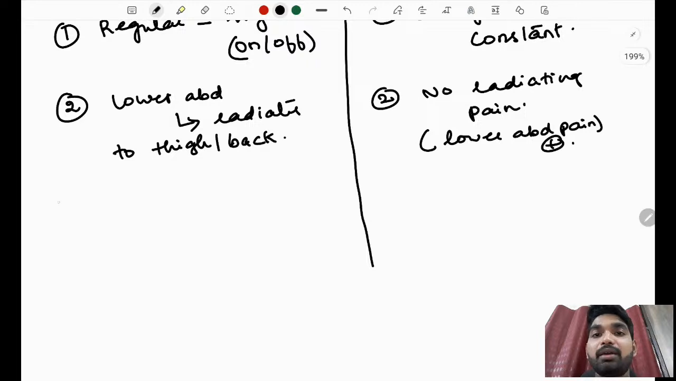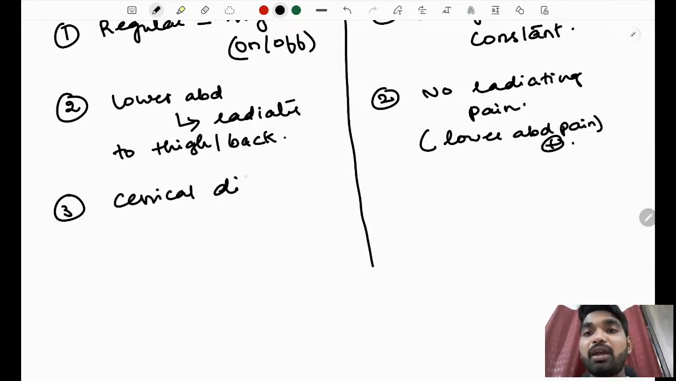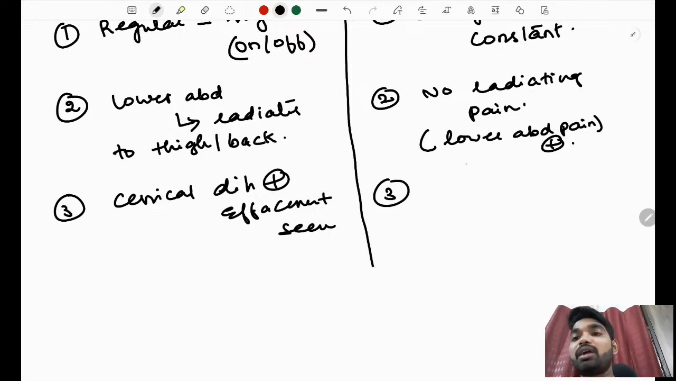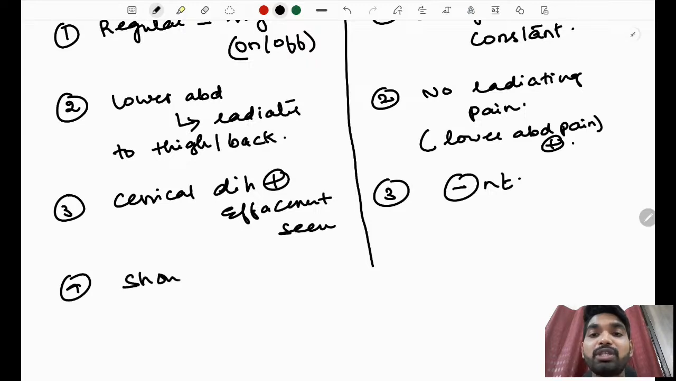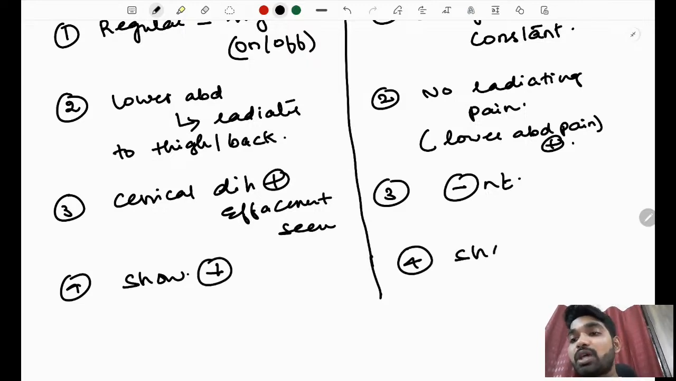Okay, and next, show and cervical dilatation plus effacement. Cervical dilatation and effacement is seen in true labor, whereas it is absent in false labor. You will also see show, which is bloody mucoid discharge. Blood with mucus is called show. Show is present in case of true labor, whereas in false labor show is absent.